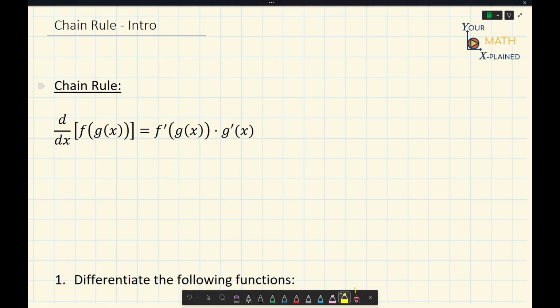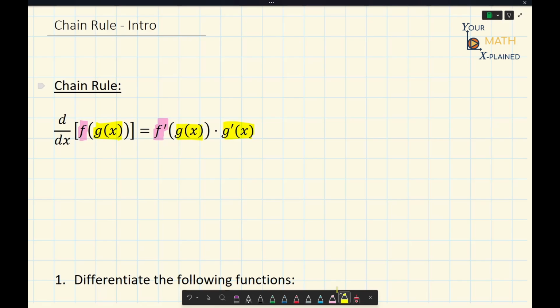So the chain rule says that if we want to differentiate a composite function, f of g of x, notice how g of x here is our inside function, and f is our outside function. So if we want to differentiate this, this is going to be f prime of g of x multiplied by g prime of x. In other words, the secret here is to differentiate the outside and leave the inside function alone. Then we multiply by the derivative of the inside function.